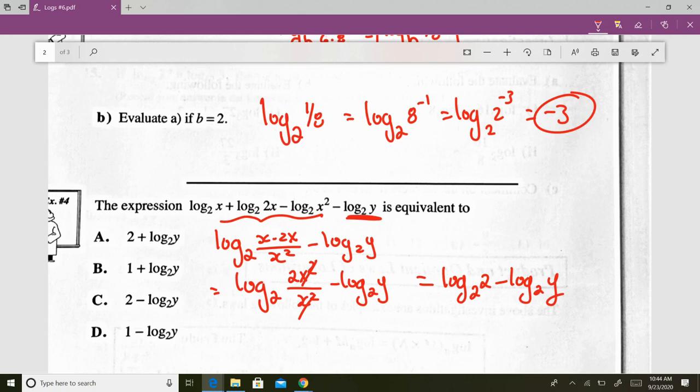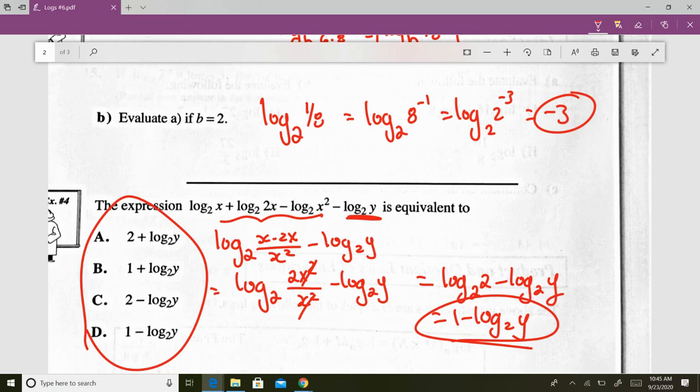So what's my answer? Which one of these choices? Sorry, you have to choose between one of these. What does log base 2 of 2 become? Just 1, right? Because the bases match, so it's just 1 minus log base 2 of y. So it's D.